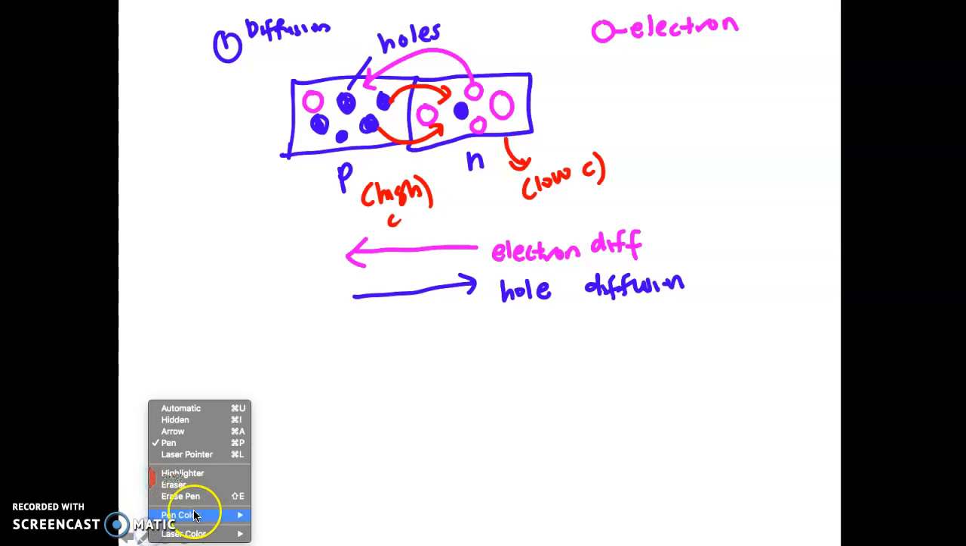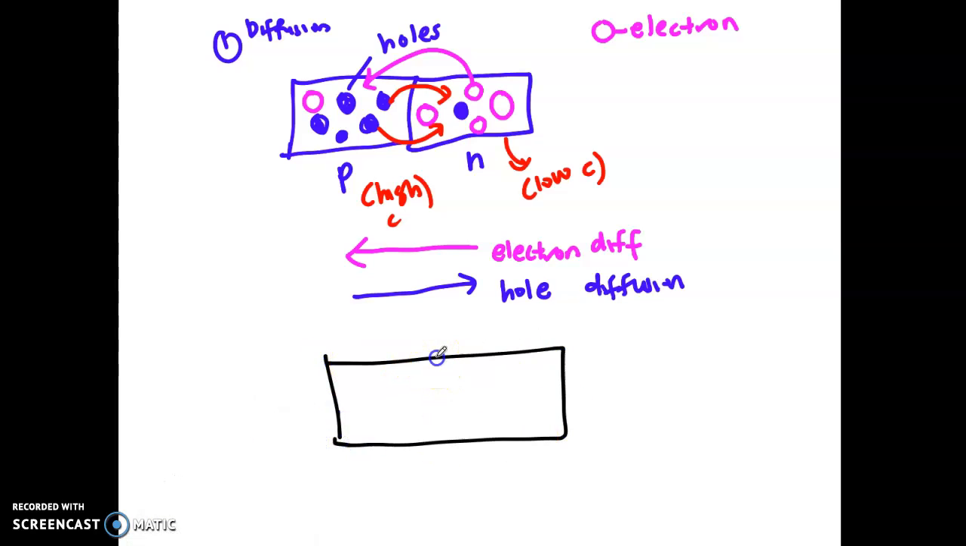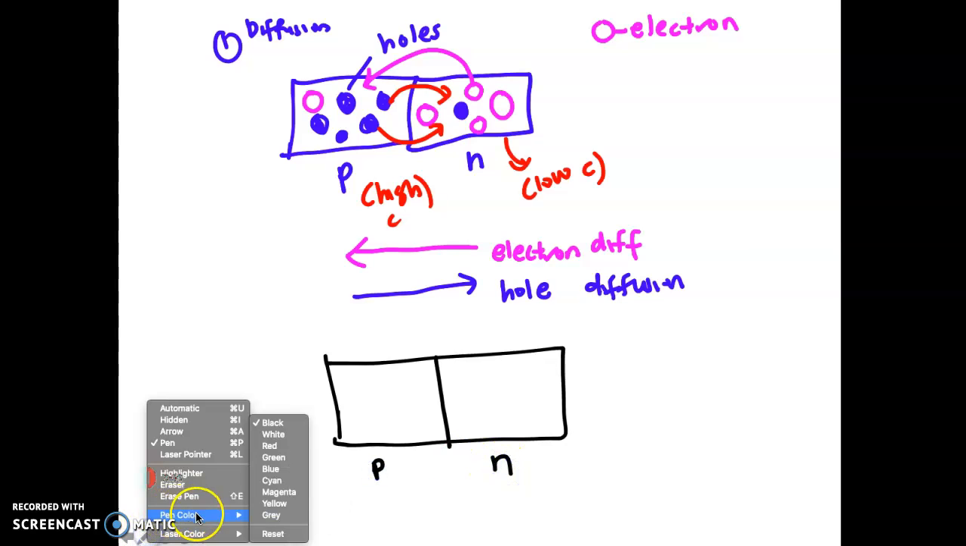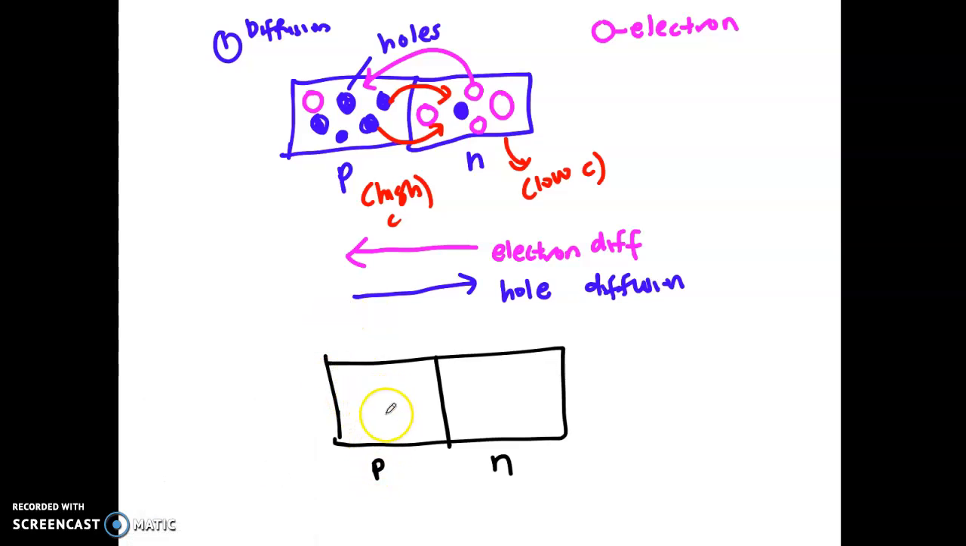Let's see what will happen next. Let's say I draw again. This is p-type, this is n-type. Inside your p-type, your majority carrier is hole. So let's say this is hole, and here is only one hole. So this hole will move to the right, so there will be a lot at the boundary. How about the electron diffusion? Let's see here.